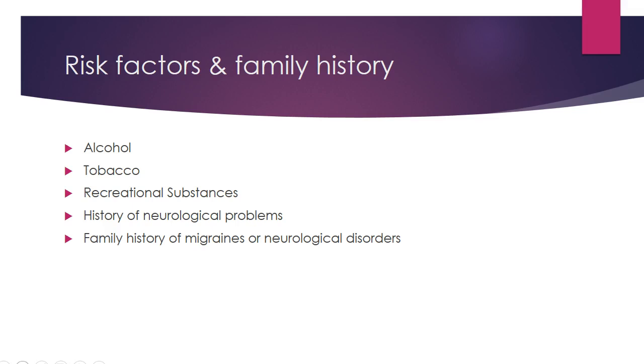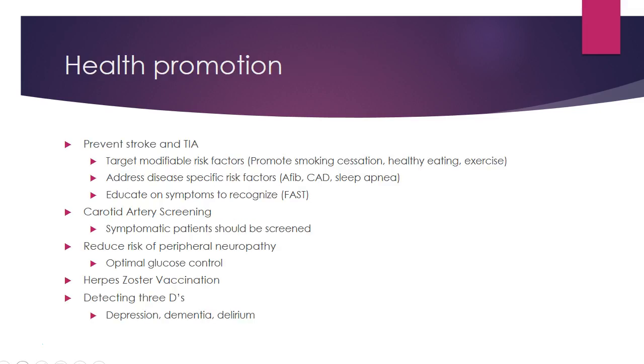Our risk factors and our family history. Do they drink any alcohol? If so, how much? Are they smoking? And not just smoking cigarettes, but chewing tobacco. Are they using any recreational substances? Is there any family history of neurological problems? Is there any family history of migraines?